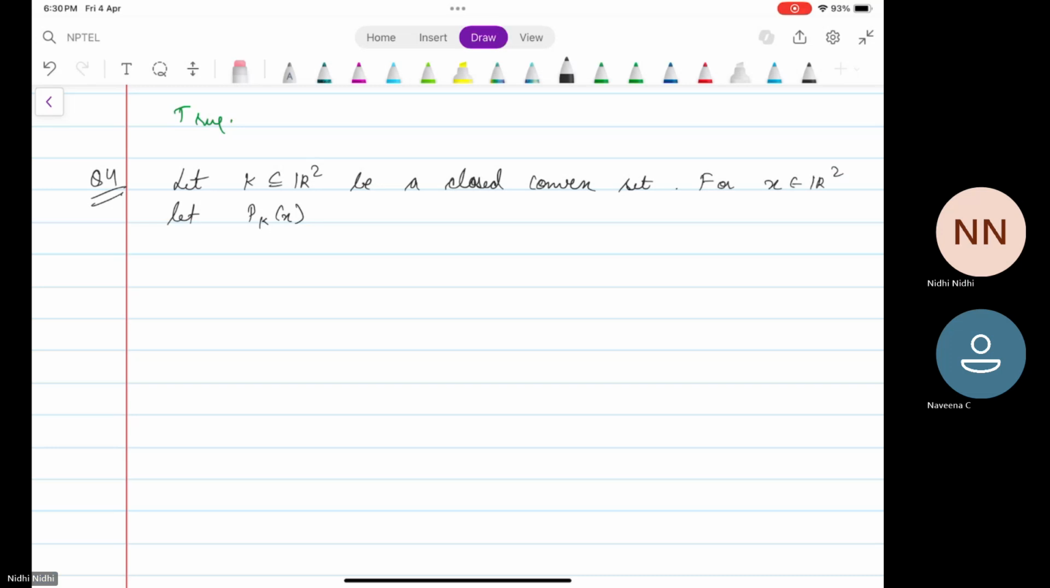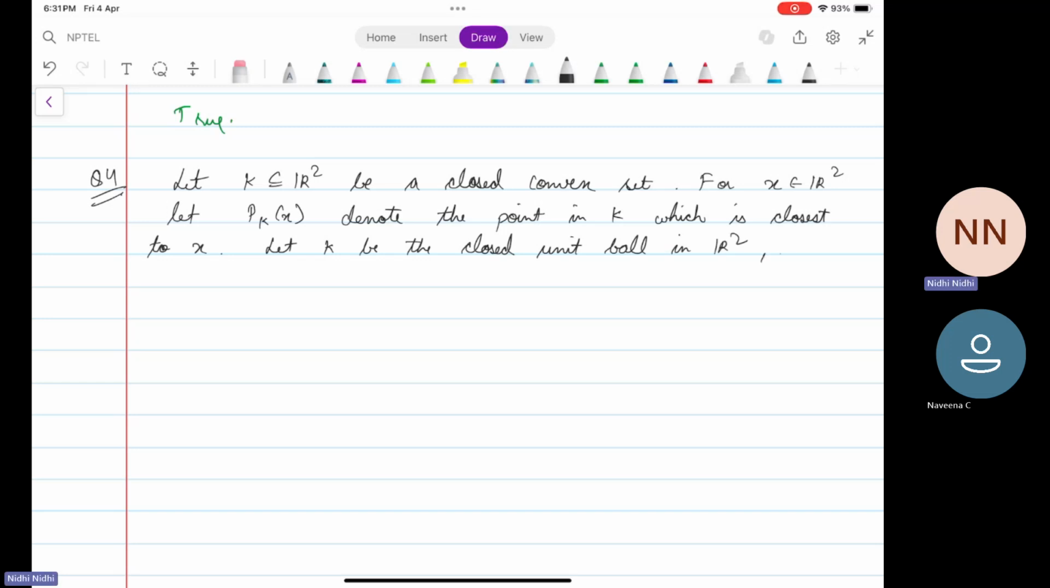Let P K denote the point in K which is closest to x. Then they are saying if we take K to be the closed unit ball, in that case, our P K x is given by x by norm x for every x in R2. Let's see whether this is true or false.